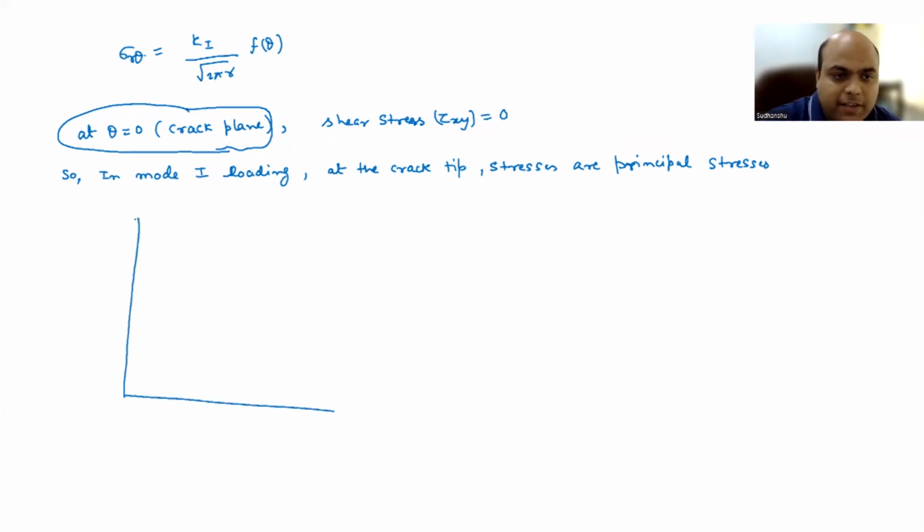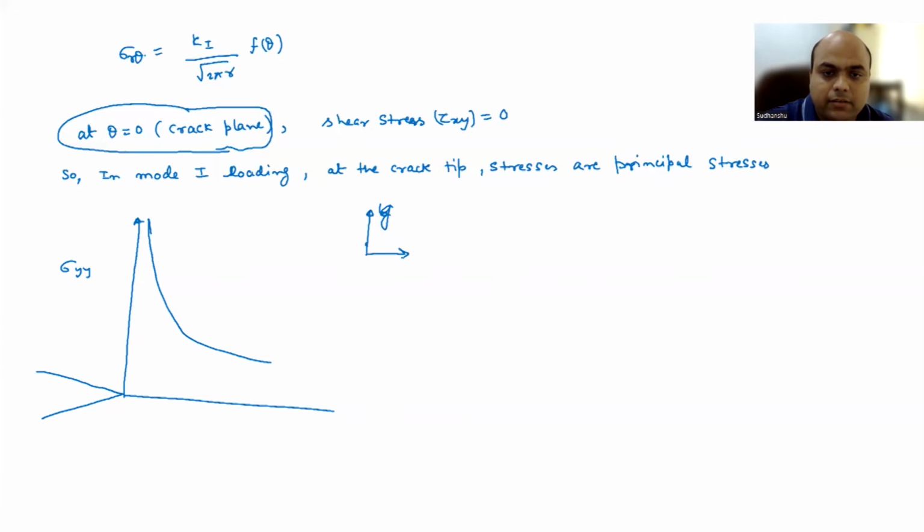We can draw sigma yy, and if this is my crack here, it is going to decrease with respect to distance. It is going to be maximum at the crack tip, and it goes down away from the crack tip, and finally it is going to reach sigma infinity, that is, the far field stress. So this is the nature of the stress field distribution of sigma yy, where y is in this direction and x is in this direction.